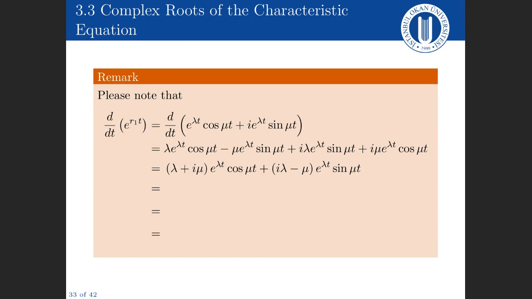Group together the cos terms and the sine terms. We have lambda plus i mu multiplied by e to the lambda t cos mu t. And for the sine terms, these ones in the middle, I have i lambda and minus mu. What's i squared? Remember, i squared is the same as minus 1. So instead of minus here, I could write plus i squared, and then I could factor out an i and leave an i.